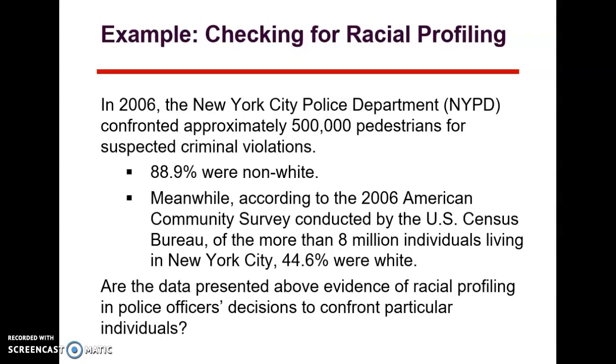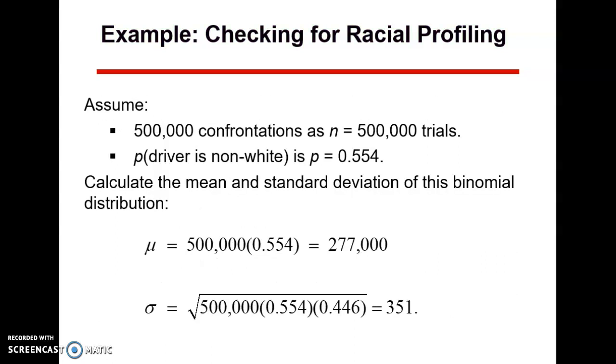So in New York, they've got about 500,000 people who are pedestrians who were suspected for criminal violations. So these are people not in the cars. That's all they're saying. It says basically about 89% were not white, of the people that they suspected of criminal violations. And it said, looking at the census, that of the 8 million people living in there, 44.6% were white. So this seems to be like a possible case of racial profiling. So how do we go about checking this?